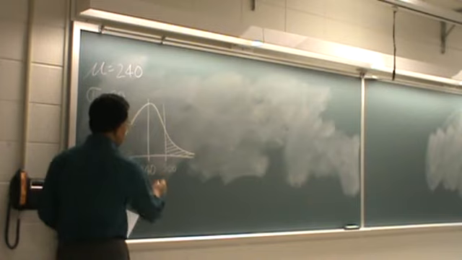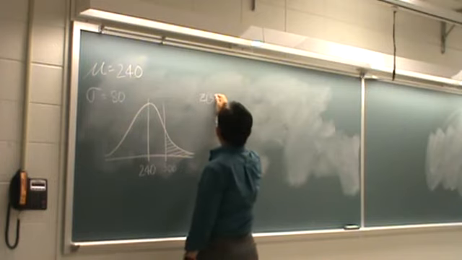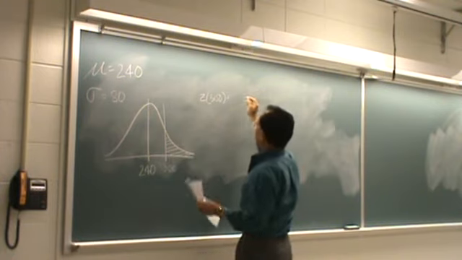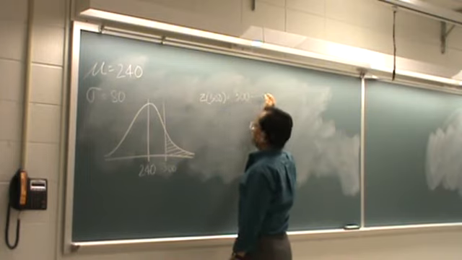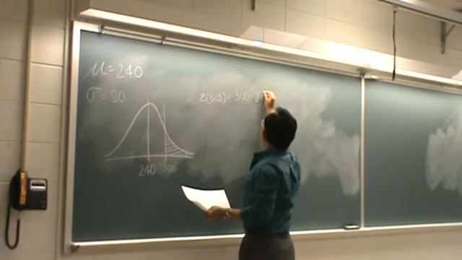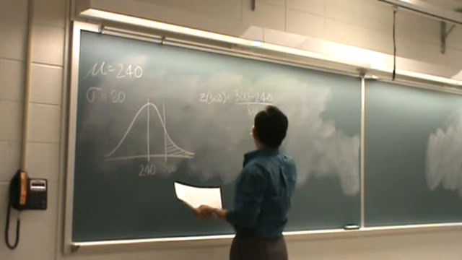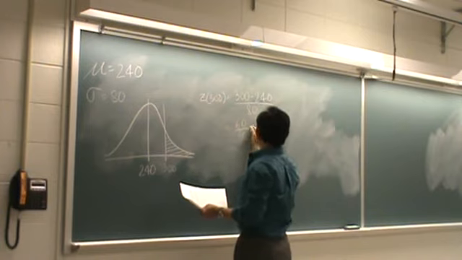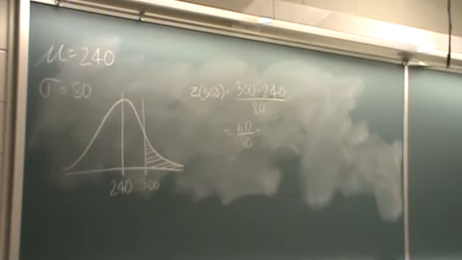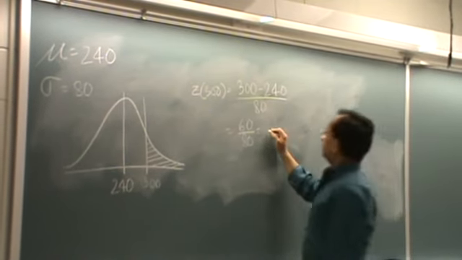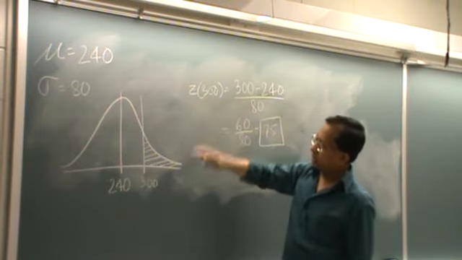So how many z-scores are we going to calculate? One z-score for 300. So we will write z for 300 equals, using that formula, our x, that is this one here, minus the mean, which is 240, divided by the standard deviation, sigma, which is 80. So this is 60 divided by 80, which is what? 0.75. So this is the z-score for 300.